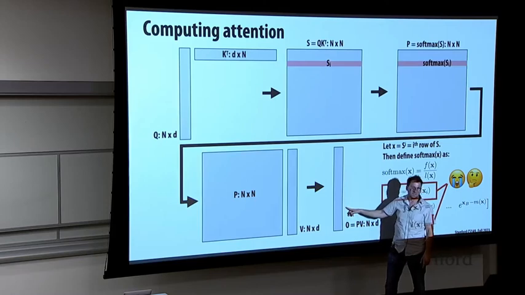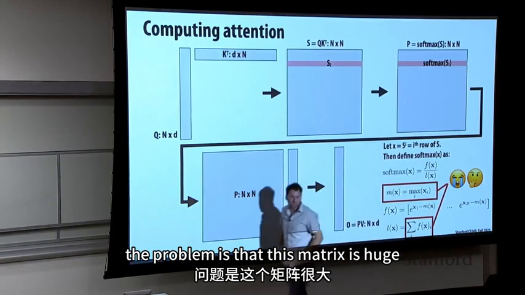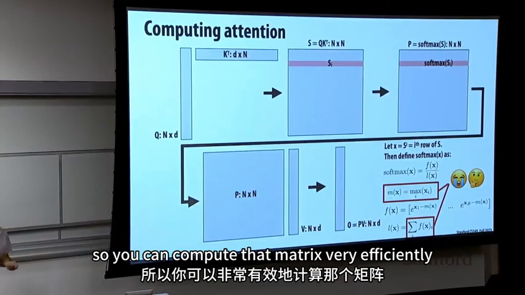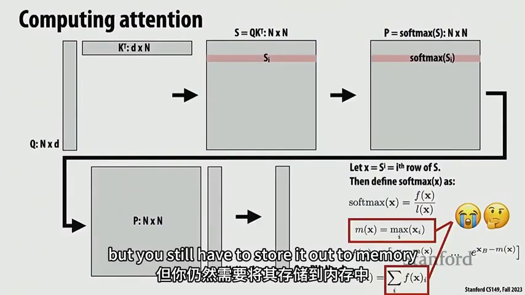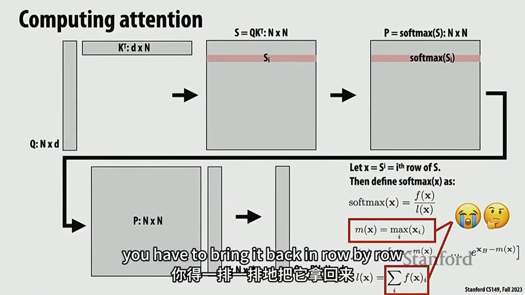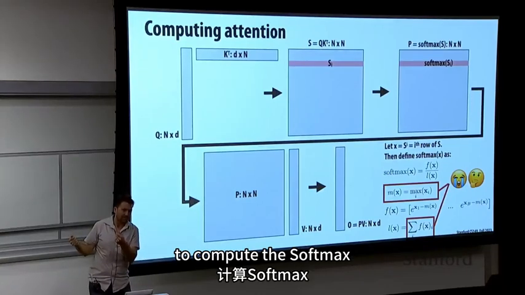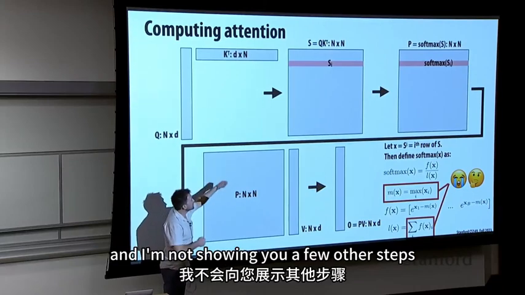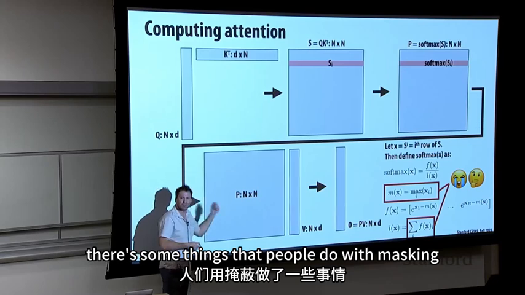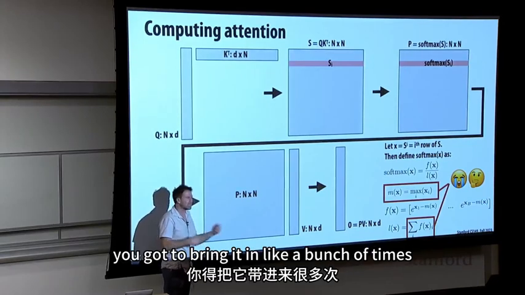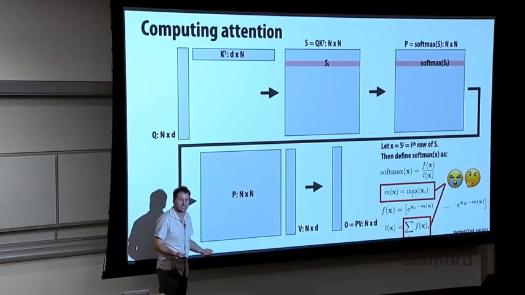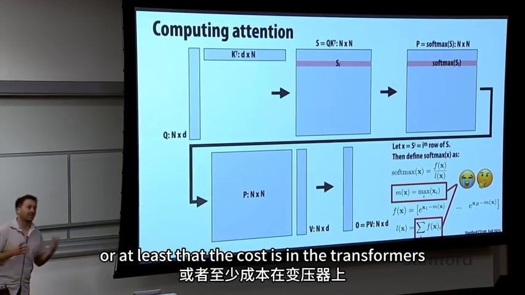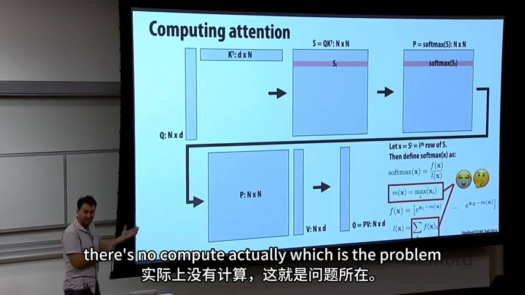Okay? The problem is that this matrix is huge, and so you could do blocked matrix multiply, so you can compute that matrix very efficiently, but you still have to store it out to memory. You have to bring it back in row by row to compute the softmax. You have to bring it back in again to compute this matrix vector product. And I'm not showing you a few other steps. There's some things that people do with like masking this thing and stuff like that. You got to bring it in like a bunch of times. Right? That's where the compute is in these transformers, or at least the cost is in the transformers. There's no compute, actually, which is the problem.